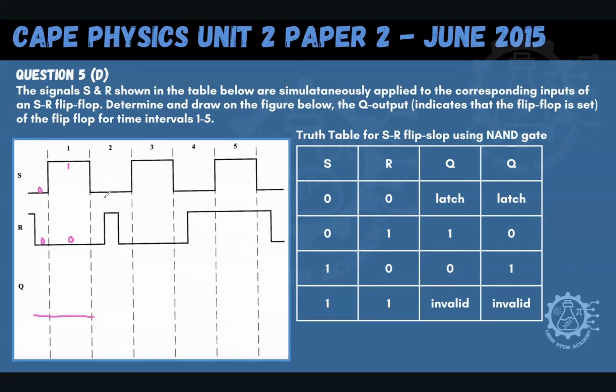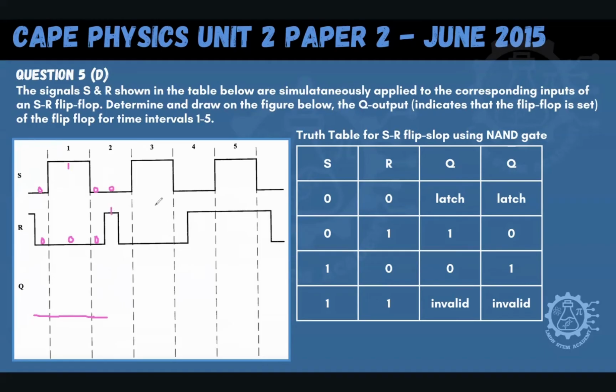Okay? So let's come over here now. We see that S is now low and R is also low. So 0, 0, they're low. It's a latch, so it will latch on to whatever the previous value was, which is 0. So it will still be 0 at that point. Okay? So now, when we come to this point, we're still at a 0 for our S, but then the R is now 1.